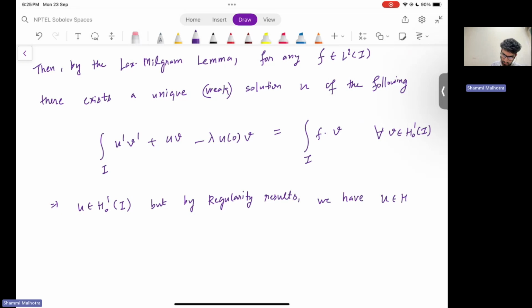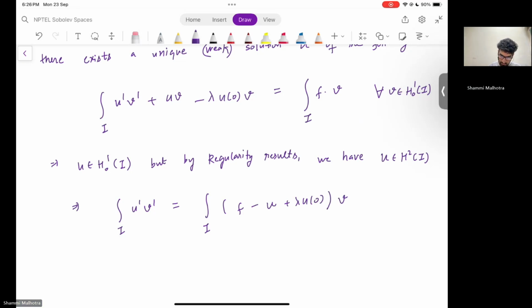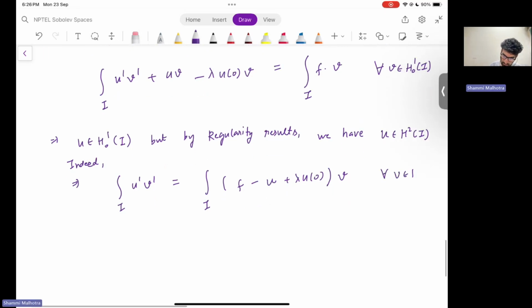We have u to be in H2(I). And actually that is not very hard to see, because we can write all of this as integration over I of u' v' equal to nothing but integration over I of (f minus u plus lambda u0) times v, and this holds for all v in H_0^1(I). So in fact, this holds for all the C_c infinity functions.